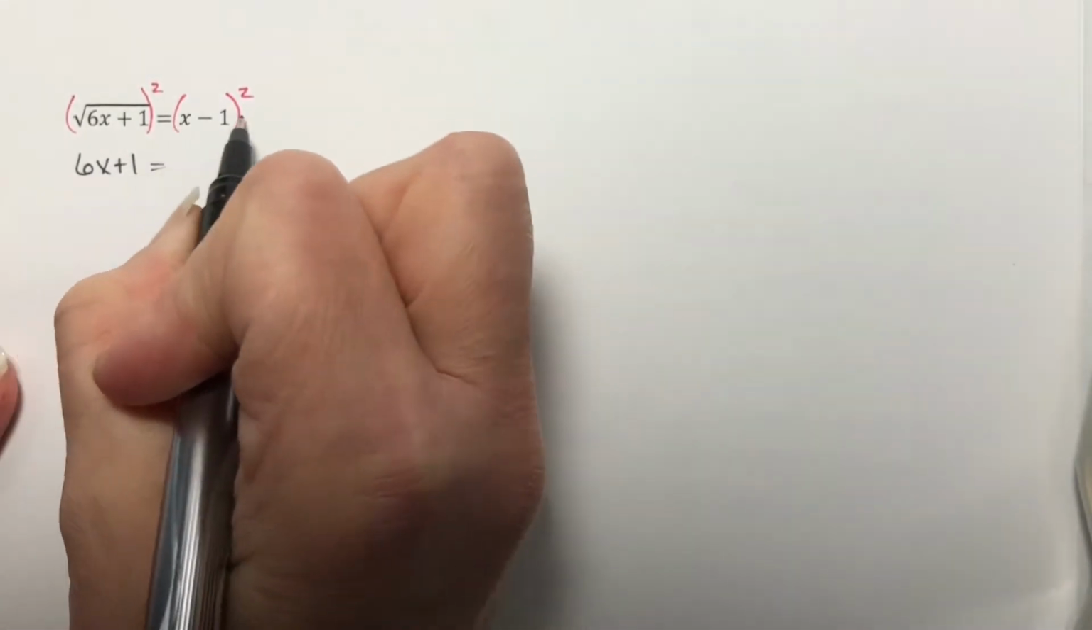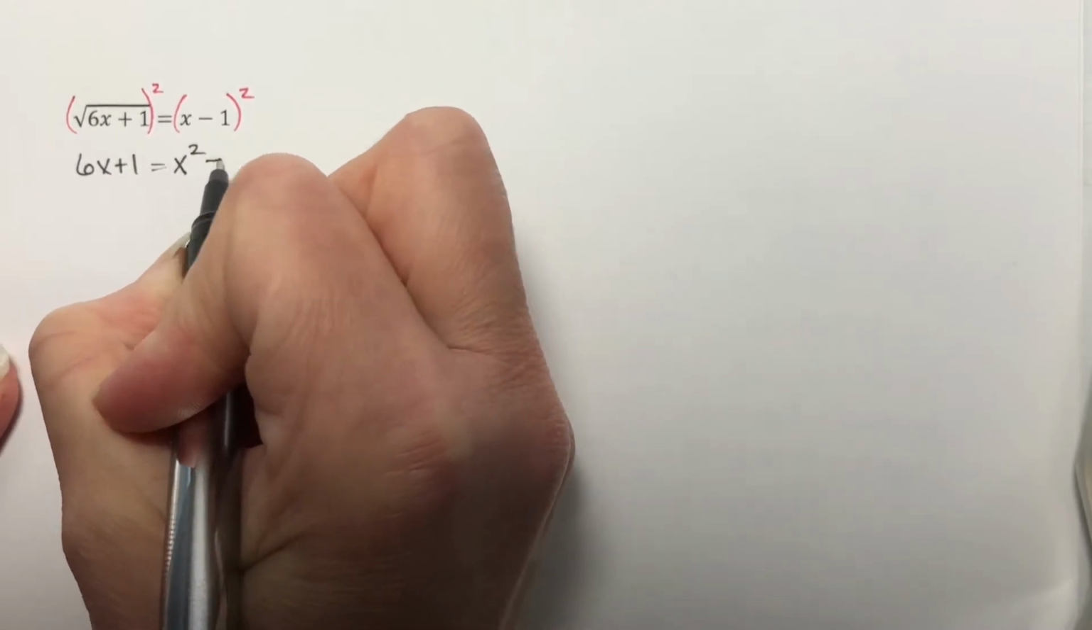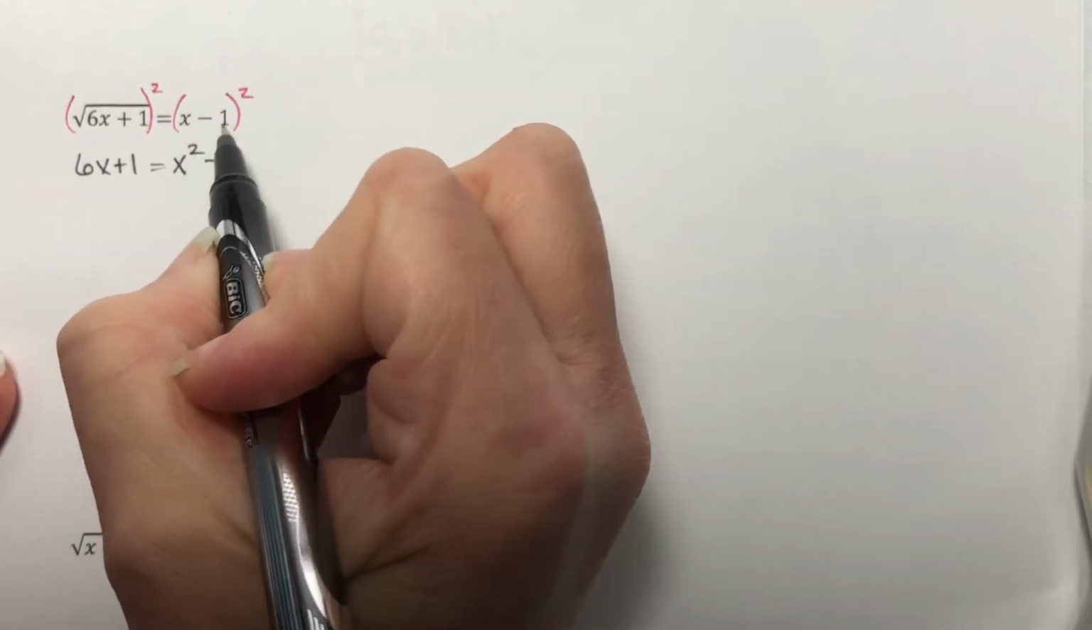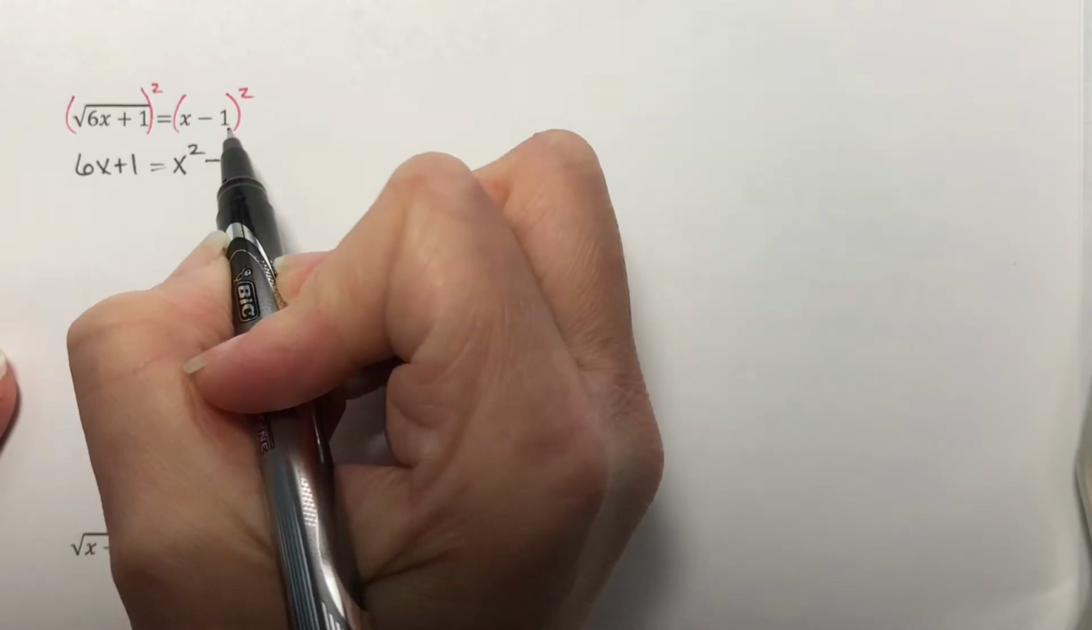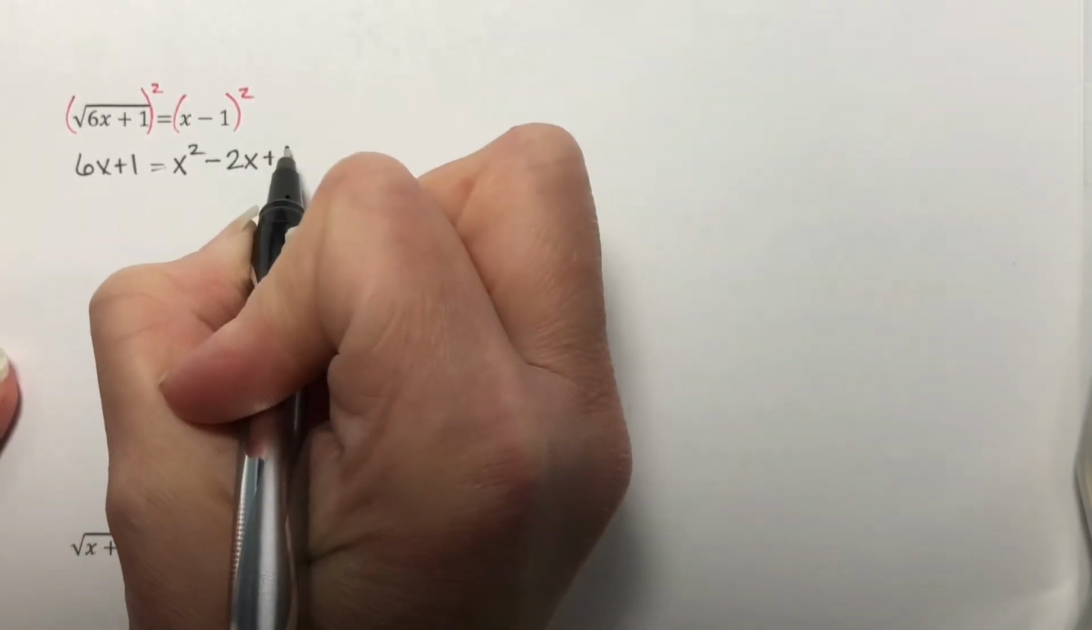On the right, I have to multiply this all the way out. Square your first term, use the sign from the middle, multiply these together and then double it, so that's going to be 1x, doubled would be 2x, plus square your last term, which is 1.